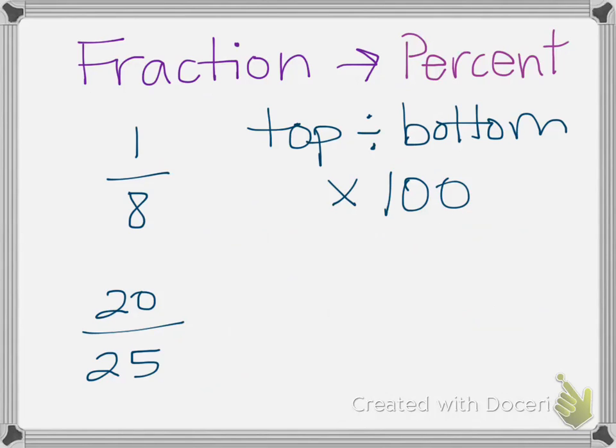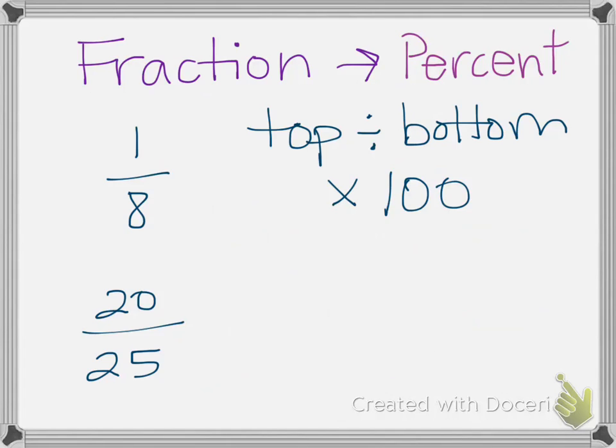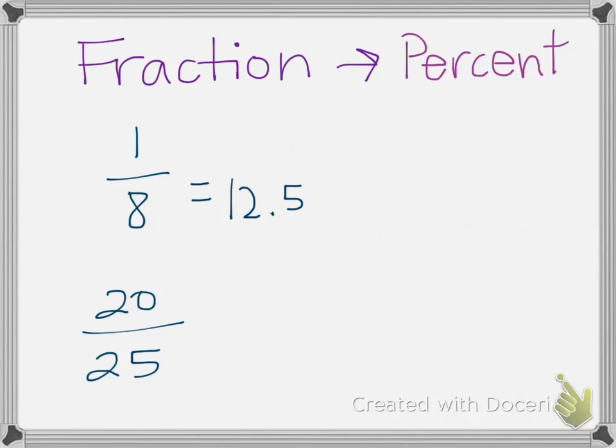So let's start with this one right here. So again, 1 divided by 8 times 100. When you do 1 divided by 8 like we did before, it gets to be this, and you move the decimal over 2 places like multiplying by 100. So the percent for 1/8 should be 12.5. I'm going to get rid of this stuff. Hopefully you wrote that down. Top divided by bottom times 100.